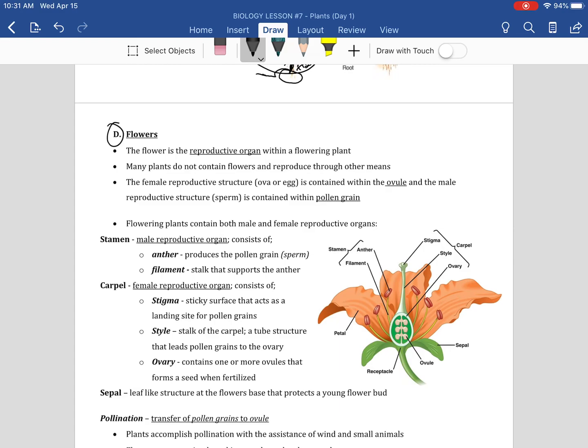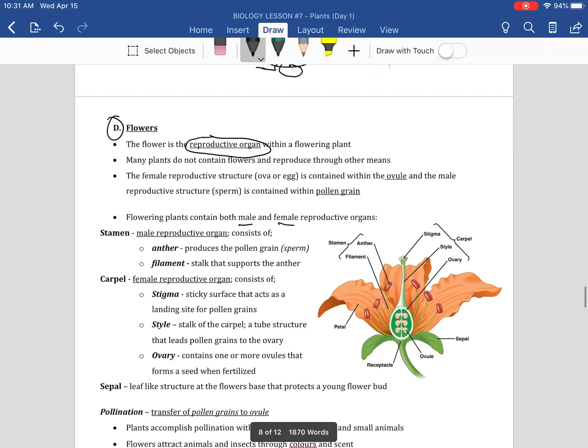Finally, the last organ we're going to talk about is flowers. So flowers are the reproductive organ in a flowering plant. Many plants do not contain flowers and reproduce through other means. The female reproductive structure is the ovule, or egg, contained within the ovary, and the male reproductive structure is the sperm, which is contained within the pollen grain. So flowering plants contain both male and female reproductive organs.